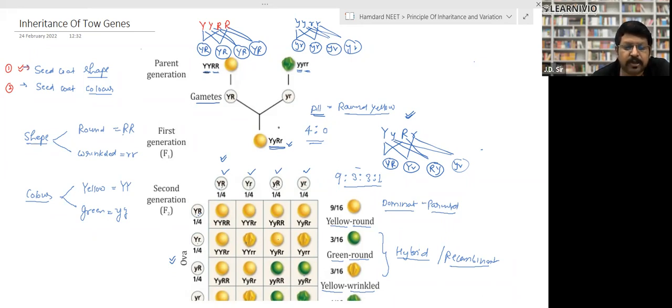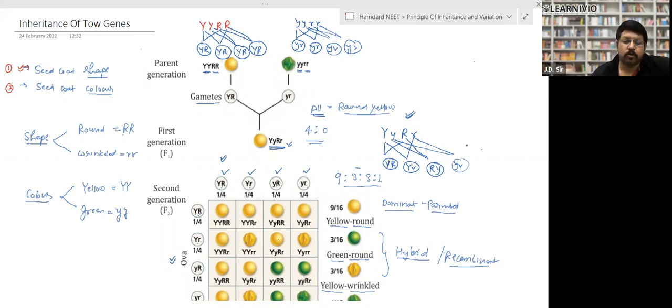When we cross it, what will the effect be? Capital Y, capital R, small y, small r. So all the seeds will be yellow and round, because this is the dominant characteristic. So all are yellow round, and what will the phenotype ratio be? 4:0, meaning all round yellow and 0 green wrinkled.